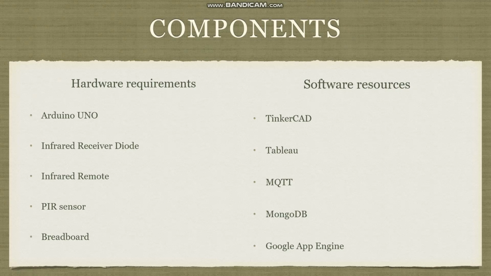Then there is MQTT, which would be the source of communication between my lights, the Arduino and MongoDB. MongoDB is the database where I would store all the data of the rooms, whether the lights of the rooms are on or off. Then there is Google App Engine, which would be required as a deployment tool.